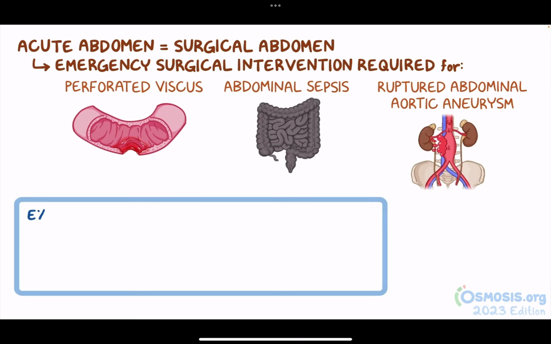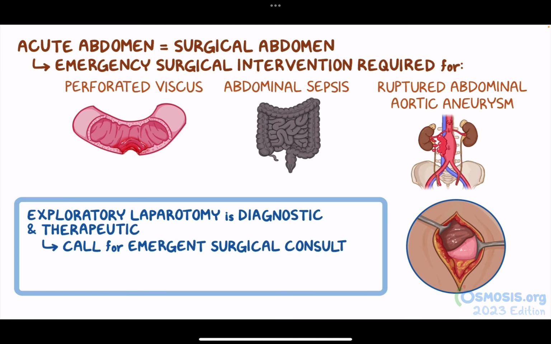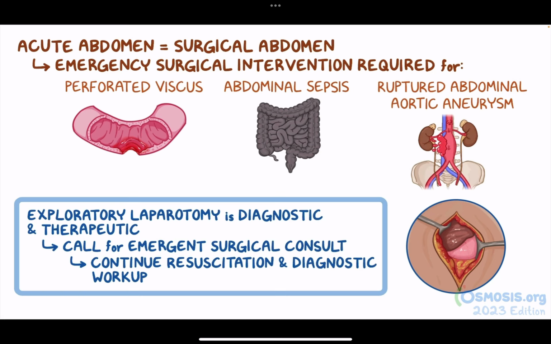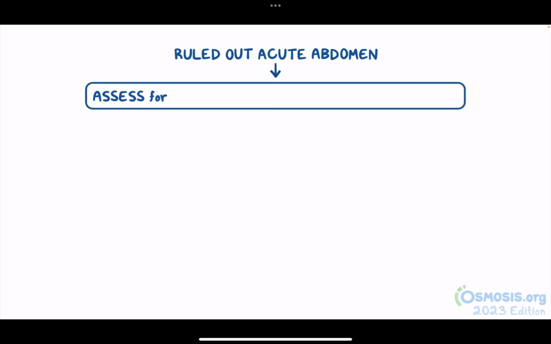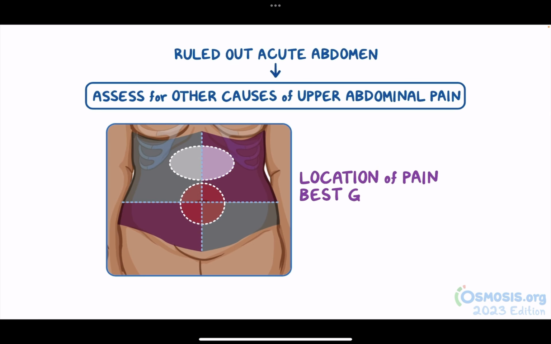In this case, exploratory laparotomy is considered both diagnostic and therapeutic, so call for an emergent surgical consult while you continue resuscitation and the diagnostic workup. Now, once you have ruled out an acute abdomen, the next step is to assess for other causes of abdominal pain. The location of pain on history and physical examination can be your best initial guide to narrow your differential diagnoses based on your clinical suspicion.